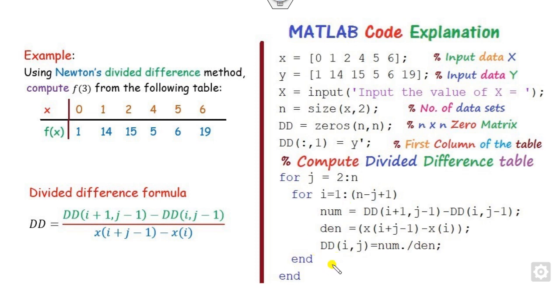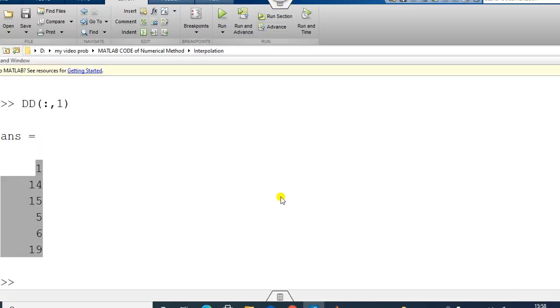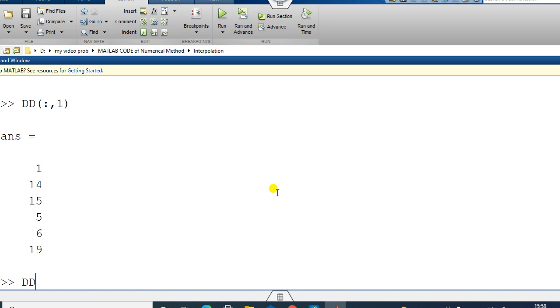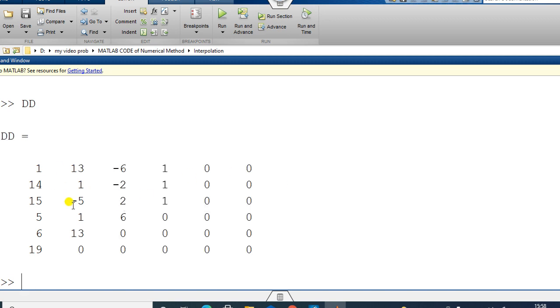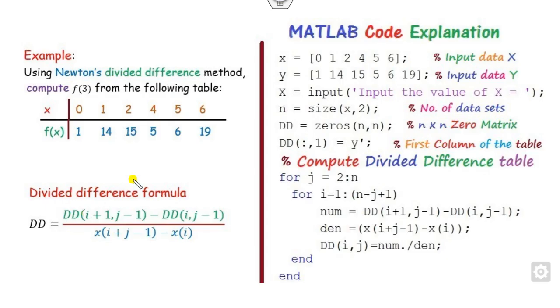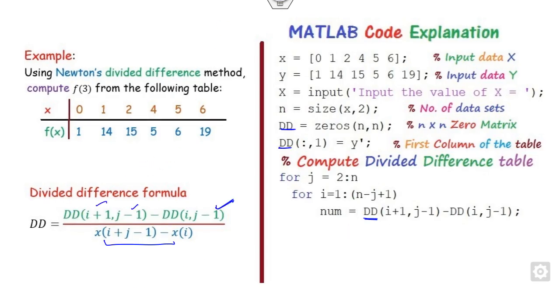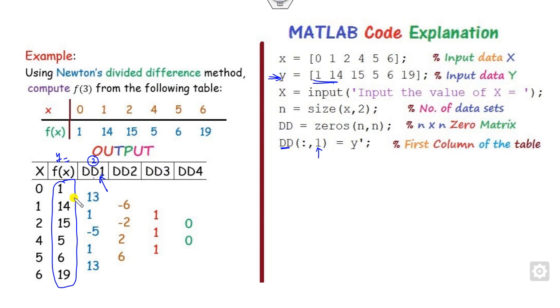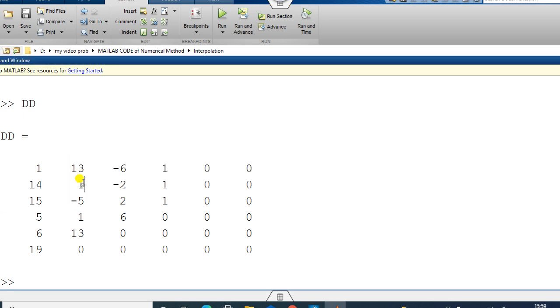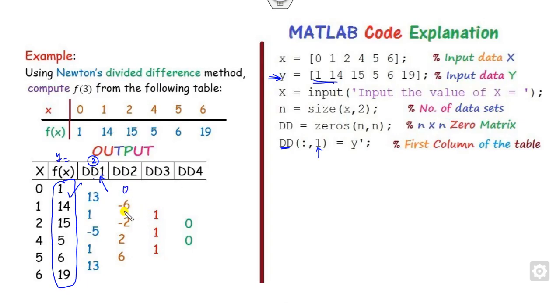If you run this file up to here, and write dd here, you will get all this output. Look at that, the first column is 1, 14, 15. You can see the first column is the same, and my target is to make this column. The second column is 13, 1, minus 5. You can see these values are there, and the rest of the values are 0. Similarly, minus 6, minus 2, 1, 6, with the rest of the values above and below being 0.